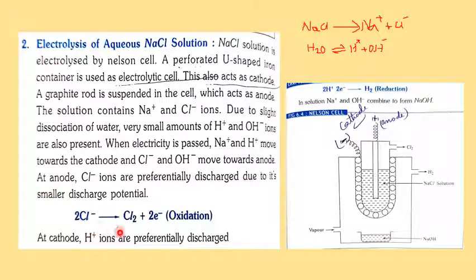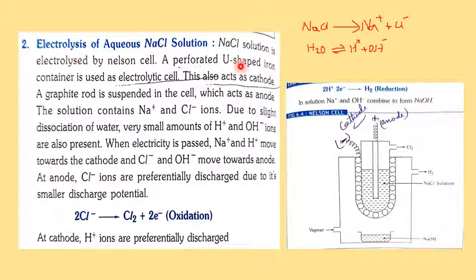Next, similarly, at the cathode, which ions are present? Na plus and H plus ions. Only H plus ions are preferentially discharged due to their smaller discharge potential, and 2H plus gain electrons and form H2. Here H2 is released, here Cl2 is released. Next, in the solution, Na plus ions and OH minus ions combine to form NaOH, that is taken in this beaker. This is about the electrolysis of aqueous NaCl solution.